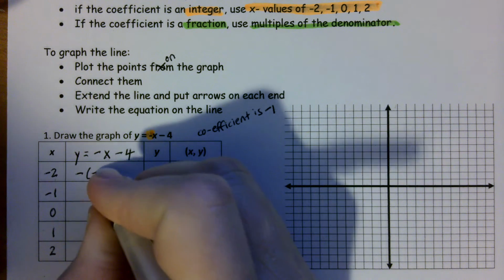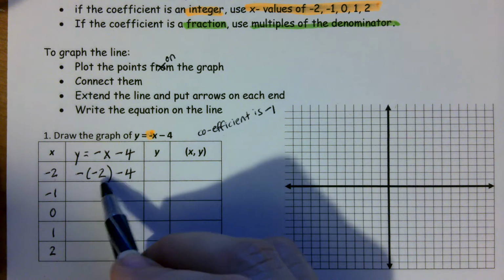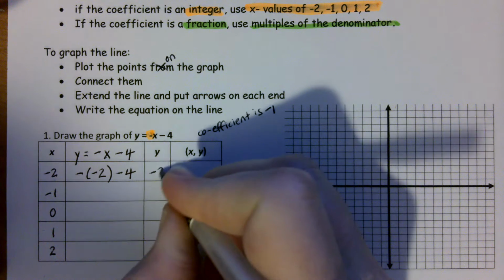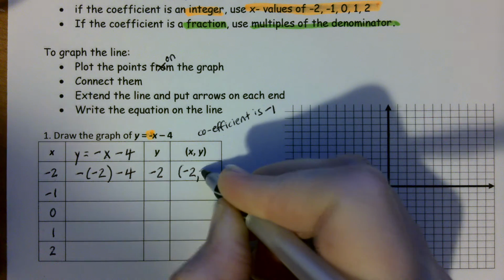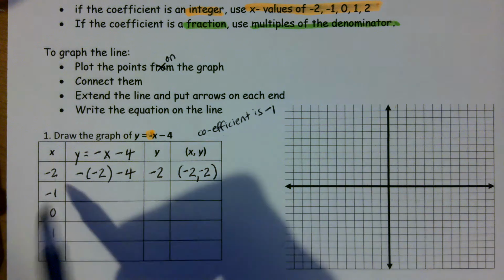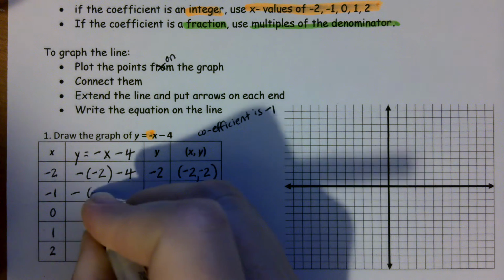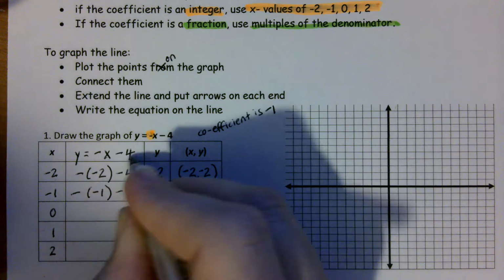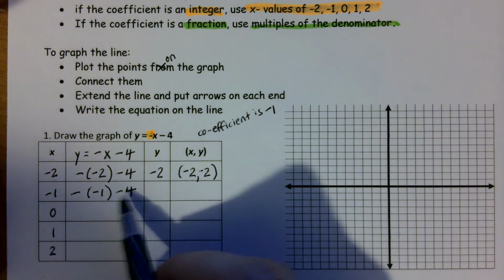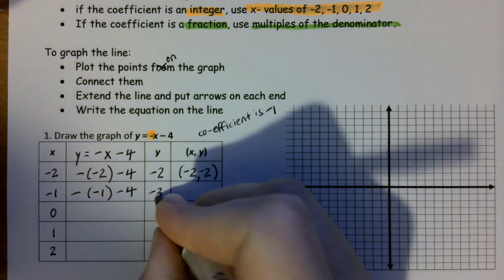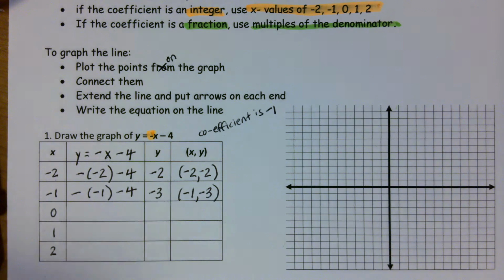So the opposite of -2, minus 4. The opposite of -2 is a +2, and a +2 and a -4 is a -2. So when x is -2, the y value is also -2. Well, let's try it when x is -1. I'm going to substitute -1 in place of x and write the rest of the equation. The opposite of a -1 is a +1, and a +1 and a -4 is a -3. So when x is -1, the y value will be -3.